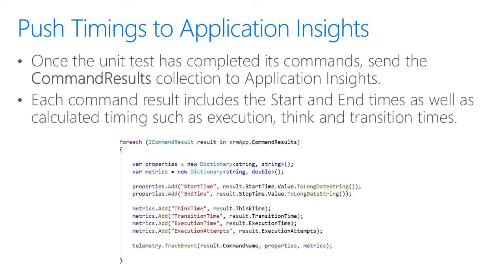Each one of the EasyRepro commands is a browser command result. You can see there's a collection here in this image showing the xrmapp.command results. We can loop through each one and add those to Application Insights. This allows us to capture things such as the start and end times, calculated timings such as execution, think, and transition times.